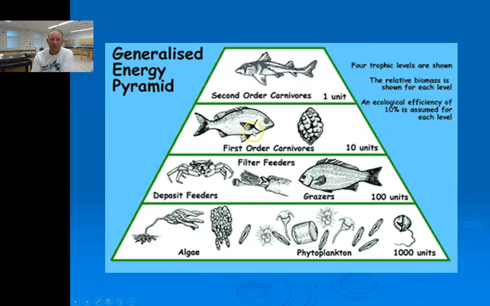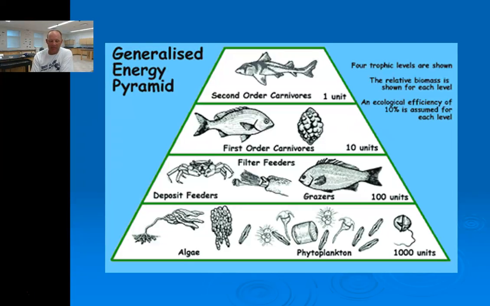Then we drop to the next unit, these first order carnivores. These fish that eat deposit feeders and grazers and filter feeders, other things, keep only 10 of the units of energy, so we lose another 90%. We keep 10%. By the time we get up to the second order of carnivores, the fish, the sharks, things like that, we only have 1 unit left of the original 1,000 units of energy. And so we're keeping 10% and losing 90% on every single level.